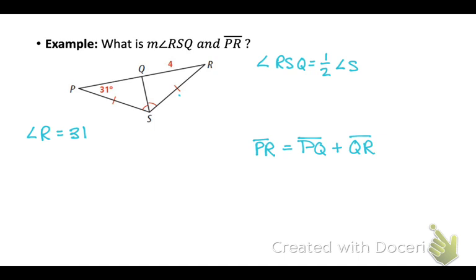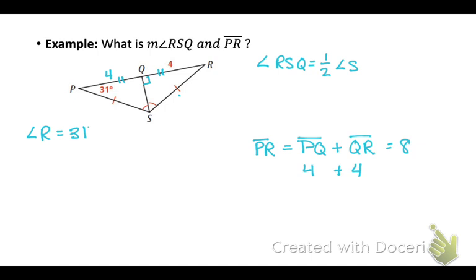Okay, so do you want to do the angle or the side first? Side. Sides are easy. Okay, well, I know QR is 4, don't I? What do I also know PQ is? 4. How do I know that it's 4? Because that is a bisection. If this bisects, then it is perpendicular, which means these two segments are congruent. So 4 plus 4 is what? 8. Well, that was easy. See if we can make angle RSQ that easy.